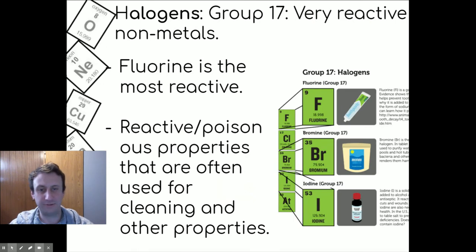If you want to actually see some videos again of reactions, you can watch the reactivity of the halogens or something on YouTube. See a few videos. Pretty interesting. Fluorine's crazy. I'll just say it right now. Fluorine's crazy. It's incredibly reactive. And this is actually why we use these halogens, is because of their reactivity. So it essentially is poisonous because it is so reactive. So you know about chlorine in pools and that it kills germs and bacteria and everything else because of its reactive nature. So reactive, poisonous properties that are often used for cleaning and other purposes.